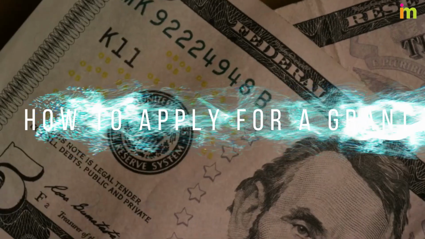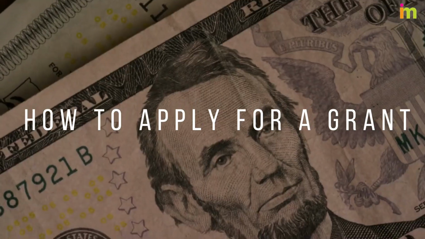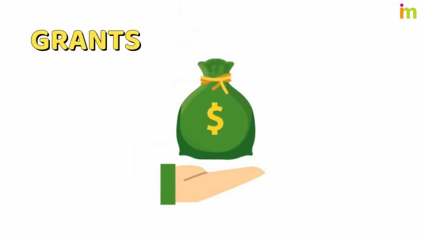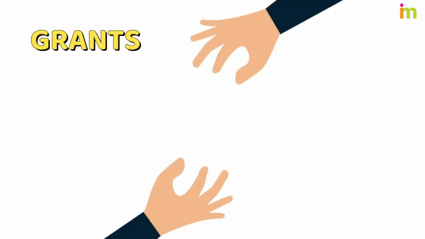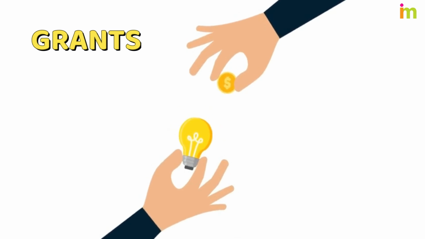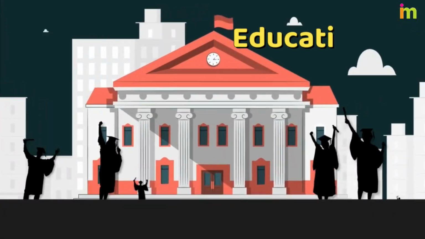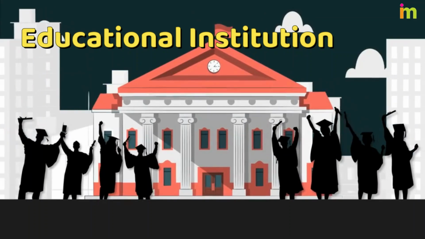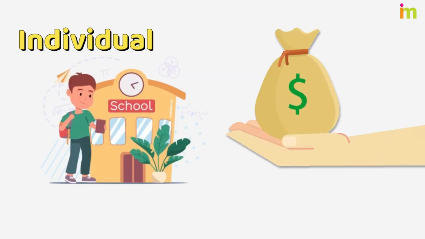How to apply for a grant. A grant is money given by one party to another that does not need to be repaid. Grants are typically given by a government agency or philanthropic organization to fund specific projects by a nonprofit entity, educational institution, a business, or an individual.